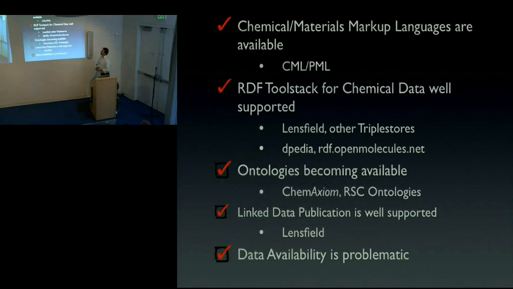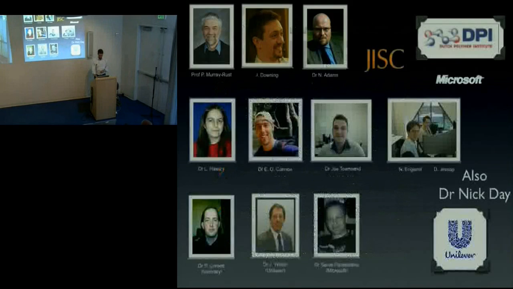So what I hope we've managed to show you in our hour is that there are chemical markup languages like CML and PML available. We've got a whole RDF tool stack for turning these into semantic data, turning them into linked data on the web. That ontologies are really a new and nascent thing, but there's some traction there, and this is going places. And that we're moving into the publication as well with tools like Lensfield. We're supporting that a lot better. But the reason we're doing all of this is that data availability is still a problem in chemistry. And that's the one we hope to crack.